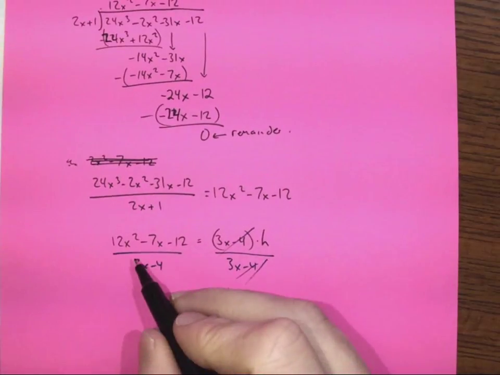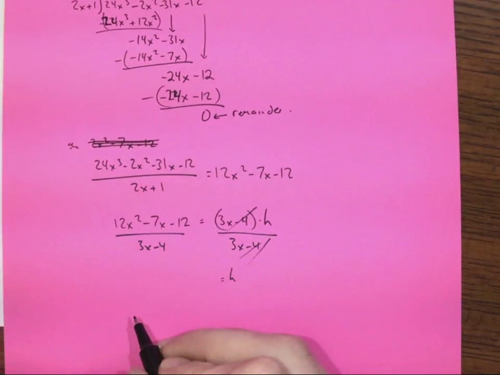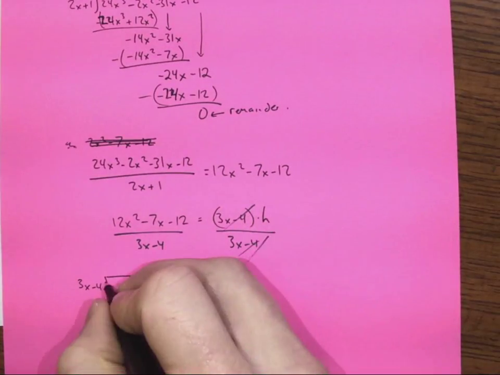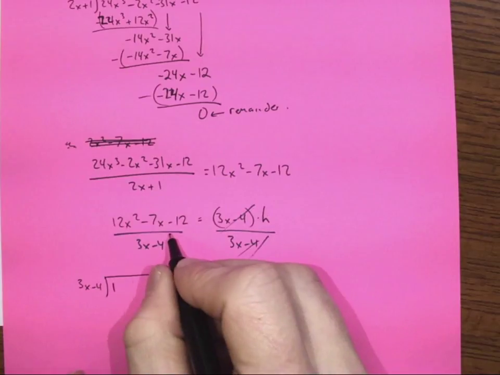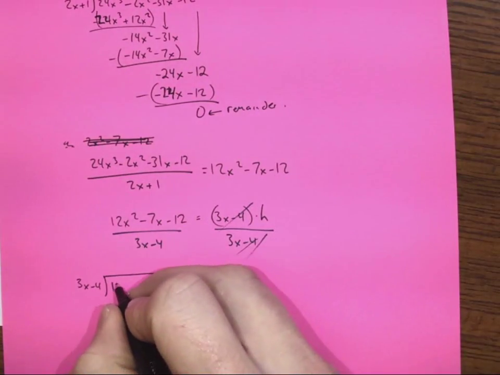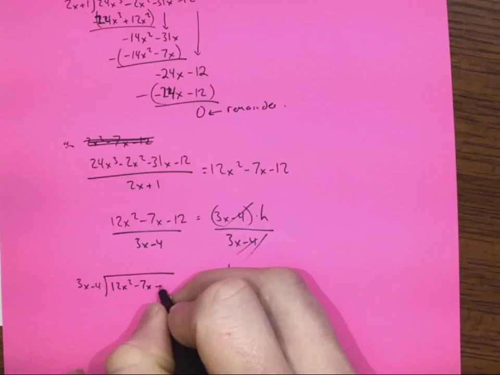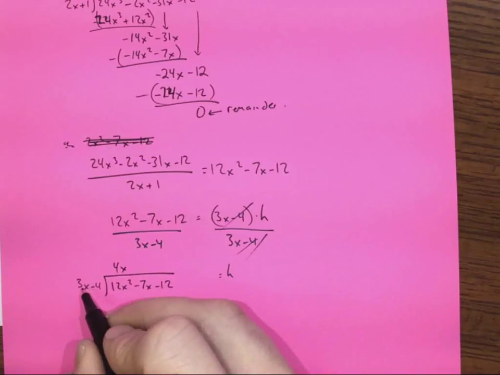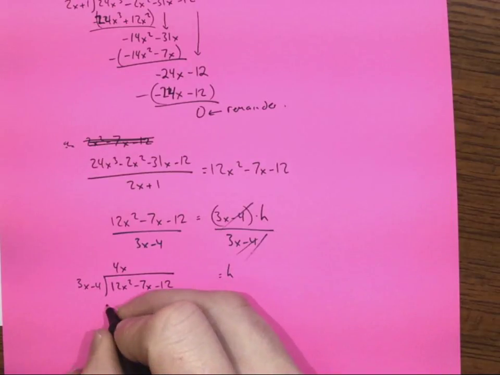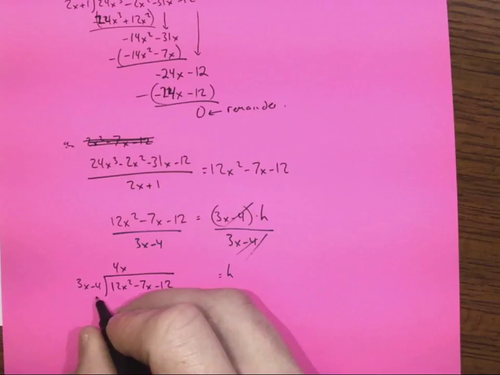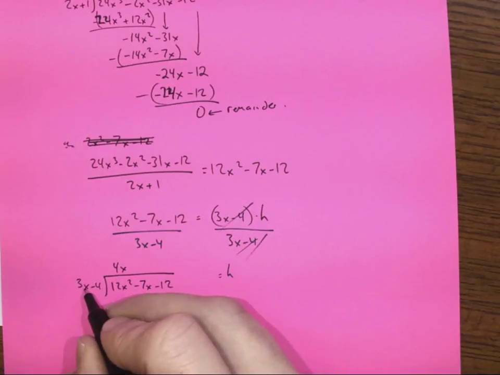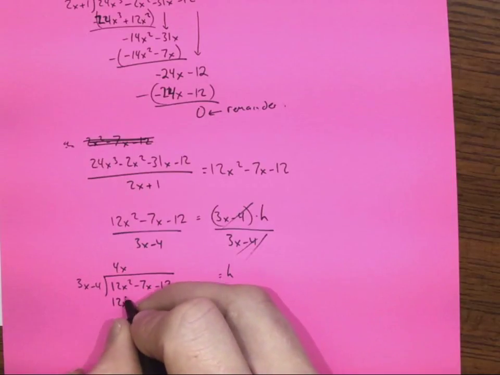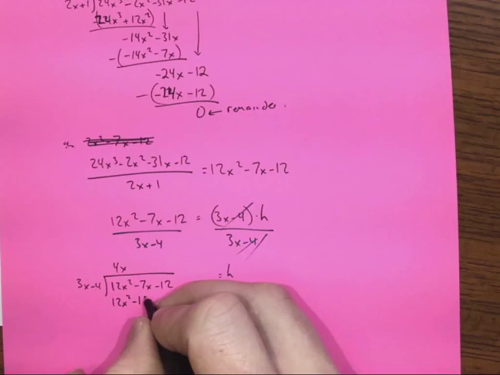So lastly, we're going to use some polynomial long division to find that last side length. So I'm going to, again, rewrite this with a division symbol. And I get 12x squared minus 7x minus 12. And I say, okay, 3x goes into 12x squared 4x times. 4x times 3x is 12x squared. 4x times negative 4 is negative 16x.